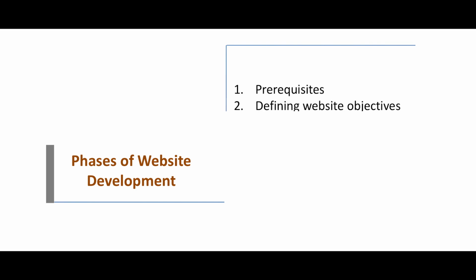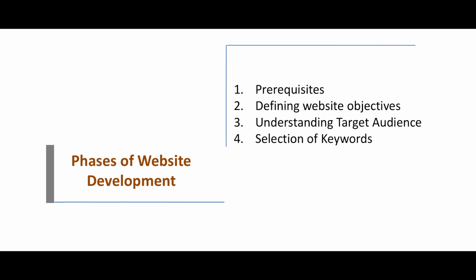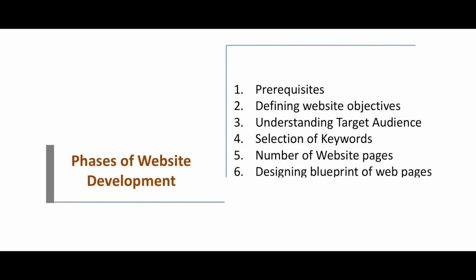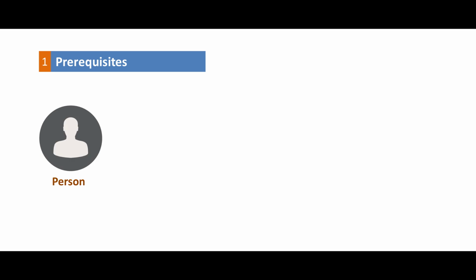Various phases of website planning are prerequisites, defining website objectives, understanding target audience, selection of keywords, number of web pages, and designing blueprint of web pages. Let us discuss them. First, we have the prerequisites. One question is very important: after all, what is required for website development? Actually, three things are a must for website development, and the first one is person.